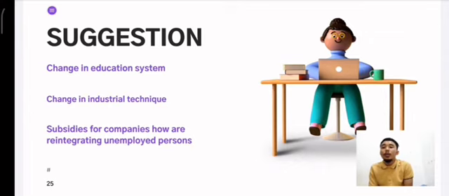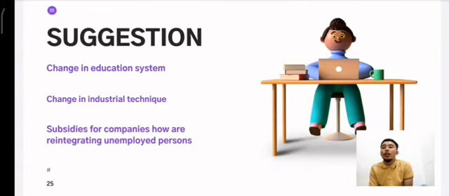Second, change in industry technique. Production technique should suit the need and means of the country. It is essential that labor-intensive technology should be encouraged in place of capital-intensive technology.